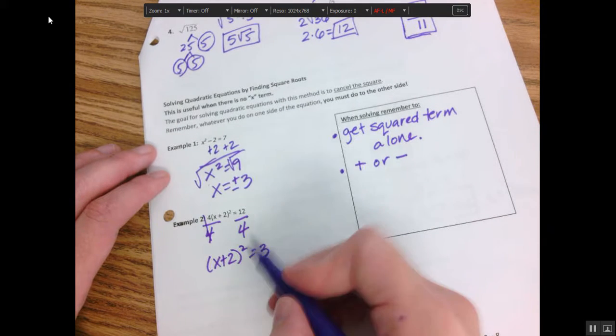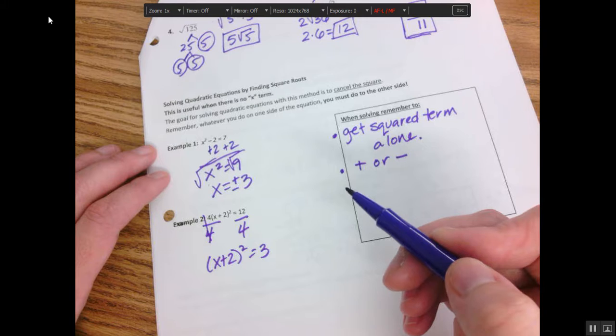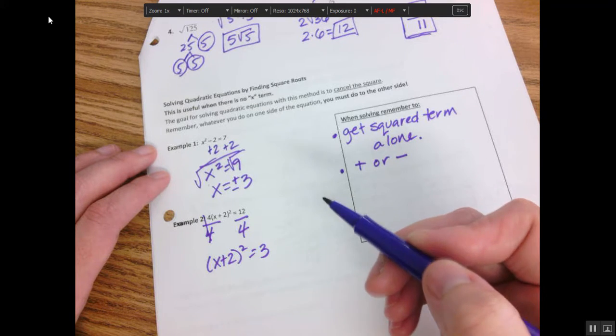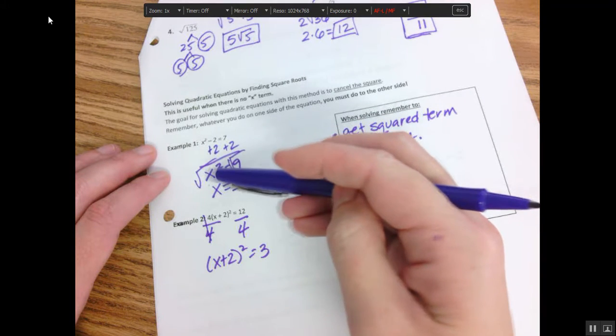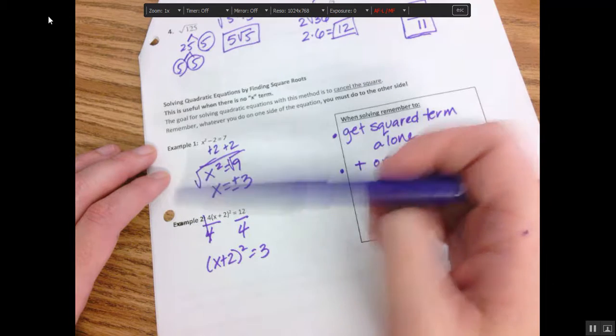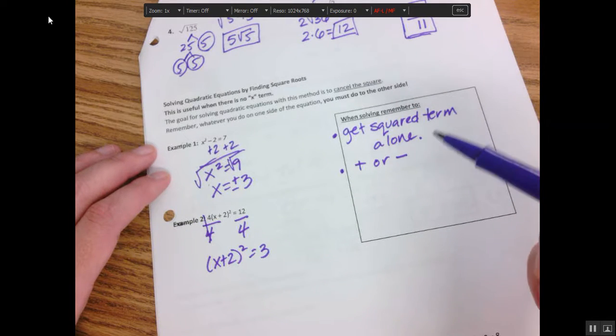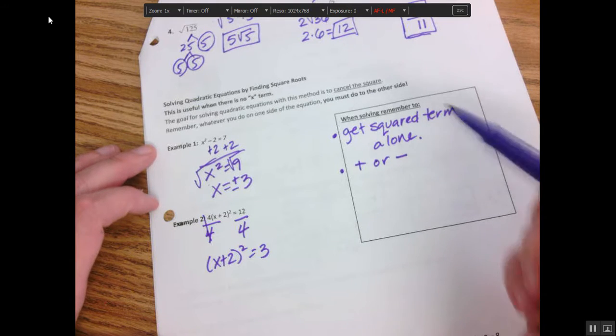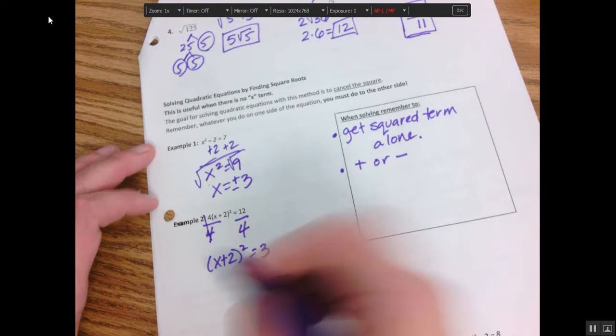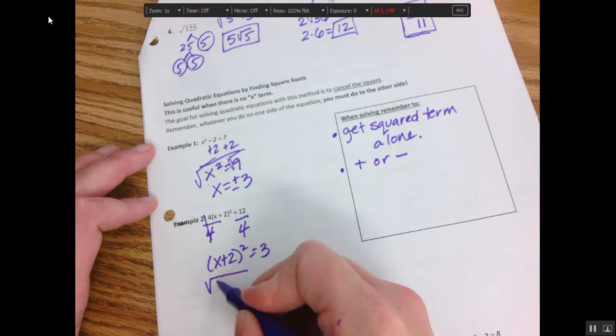And now I need to get rid of that square. How do I do it? How did I get rid of the square up here? You root. All right, you already said the right answer. You root it, right? You're going to do a square root. So I'm going to do a square root on this whole thing.